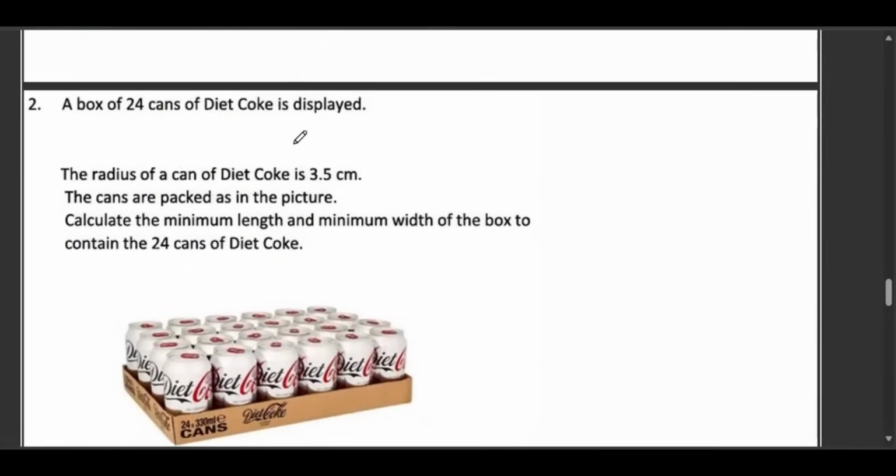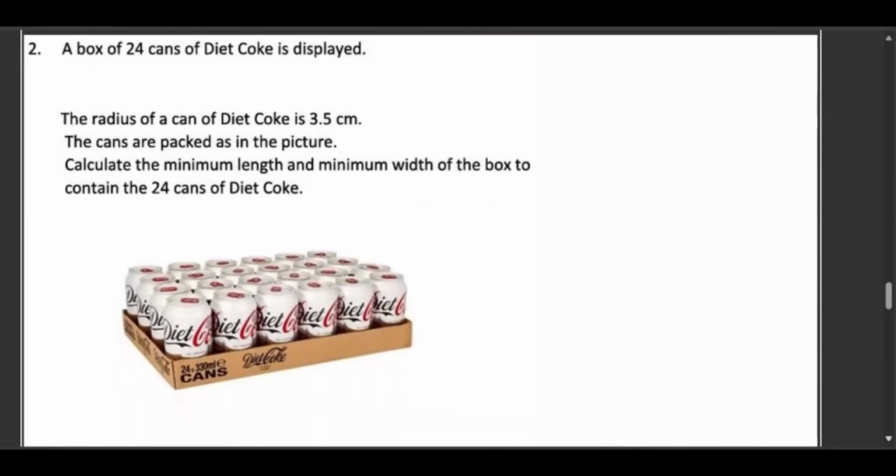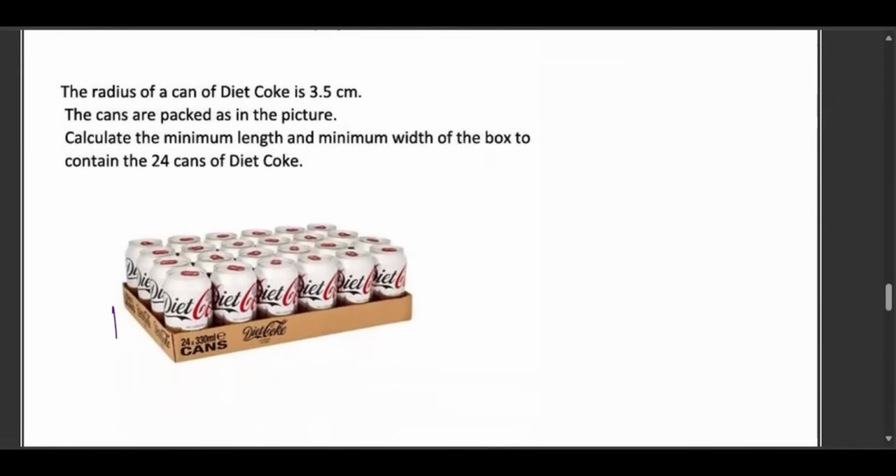A box of 24 cans of Diet Coke is displayed. In this case, what do they want us to get? They have given us the radius of the Diet Coke can as 3,5 centimeters. The cans are packed as in the picture. Calculate the minimum length and the minimum width of the box. Now, definitely, width is this smaller part that we see here, from here to here. Then from here to there, it's the length.